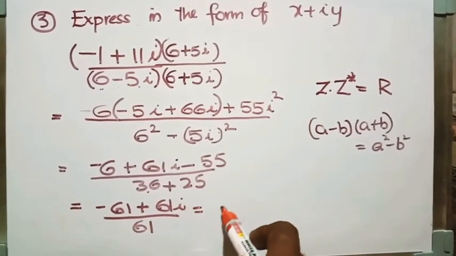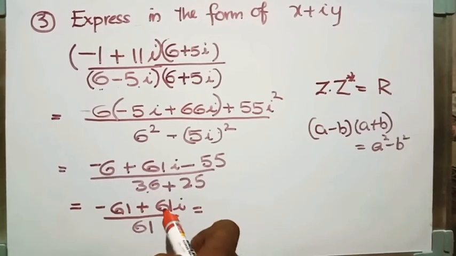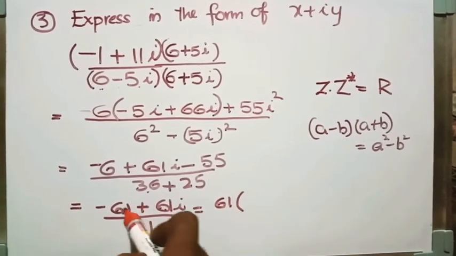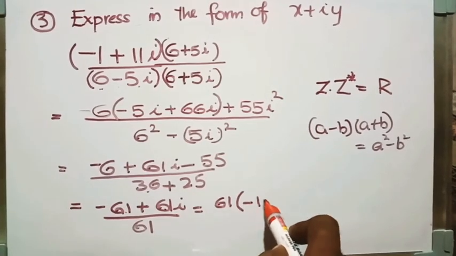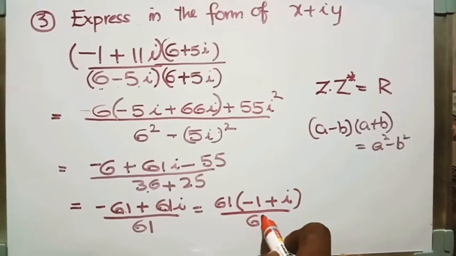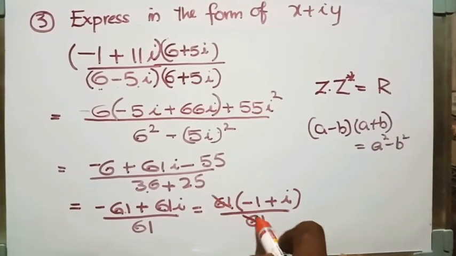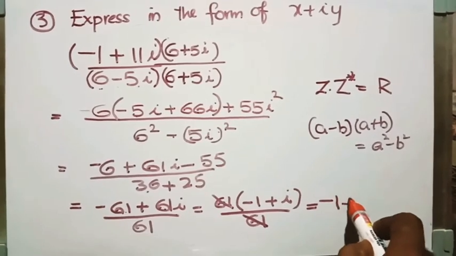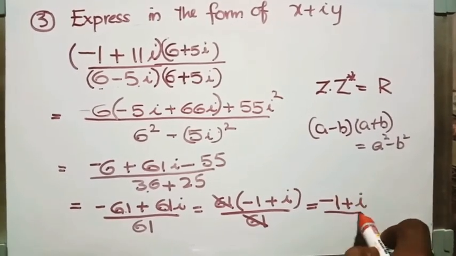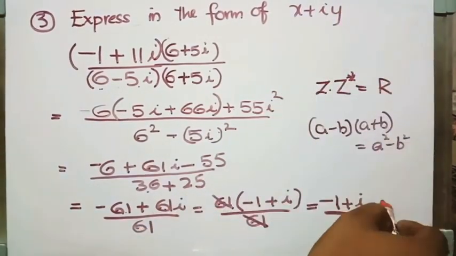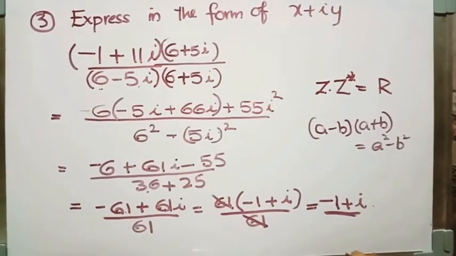So still we can simplify it because the numerator has 61 in both the terms. If we take 61 as a common term, we get the remaining minus 1 plus i, divided by 61. So this 61 gets cancelled. We get the answer as minus 1 plus i, in the form of x plus iy, where y is 1.